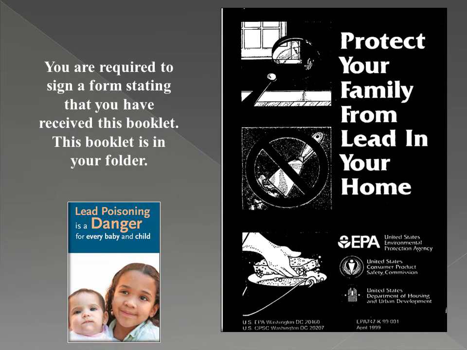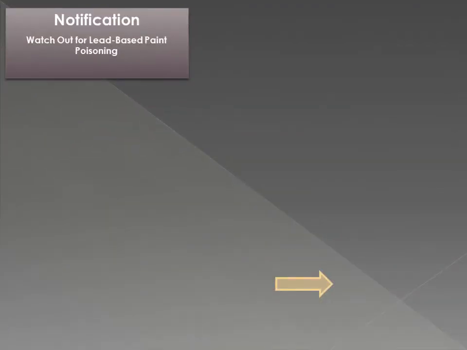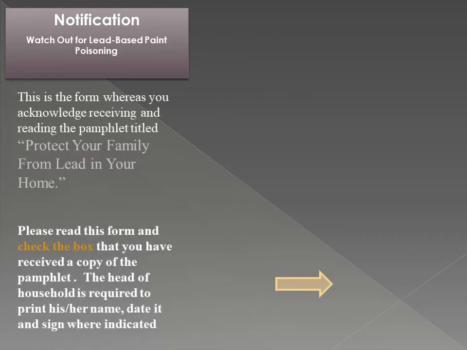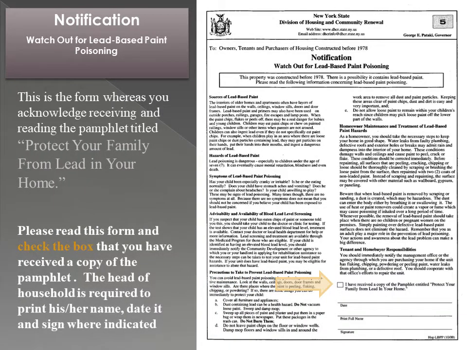Protect your family from lead. This handout provides information on the sources of lead in your home, lead hazards, and symptoms of lead-based paint poisoning, and discusses how to limit your exposure. Watch out for lead-based paint. Lead-based paint is commonly found in homes constructed before 1978. This form provides information on the sources, hazards, and symptoms of lead-based paint poisoning. The head of household is required to sign this form.